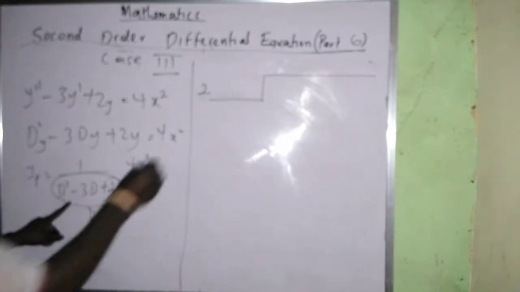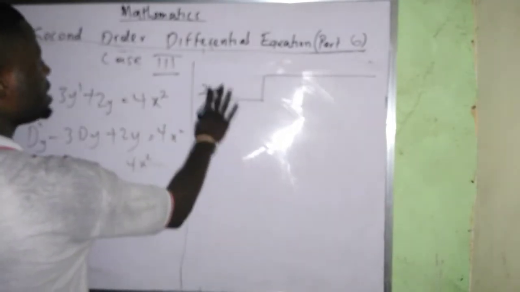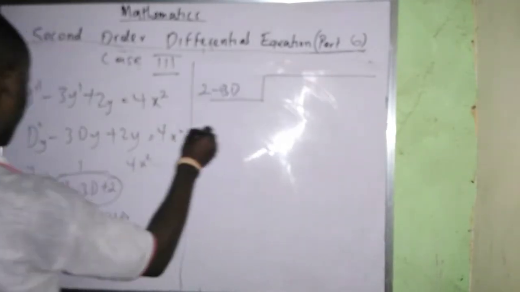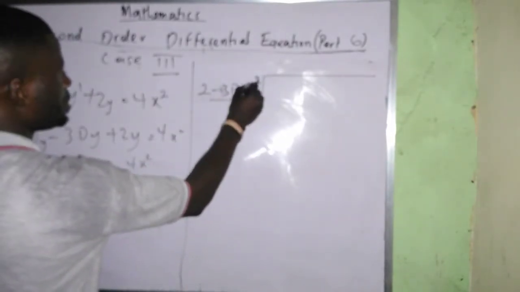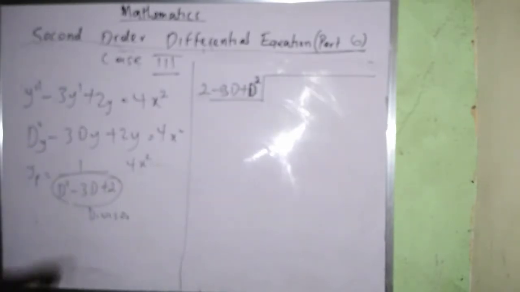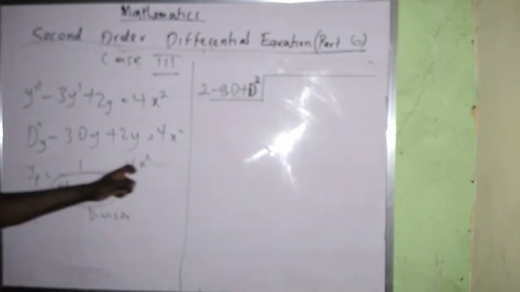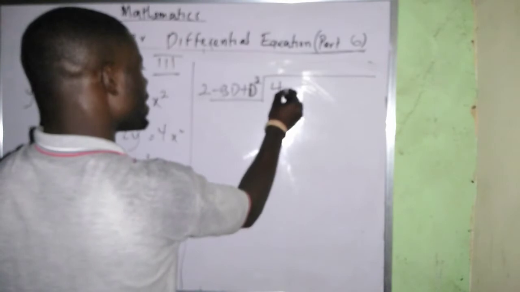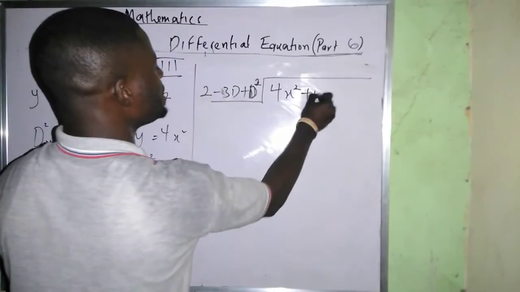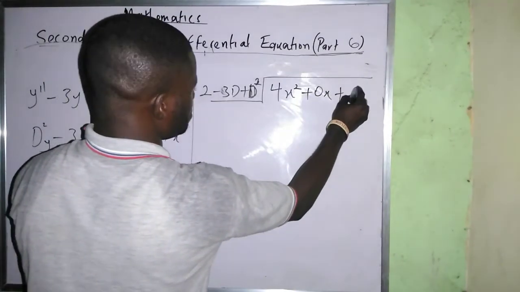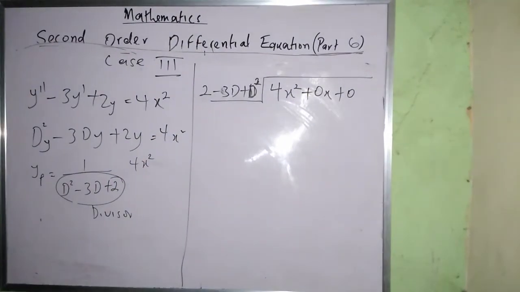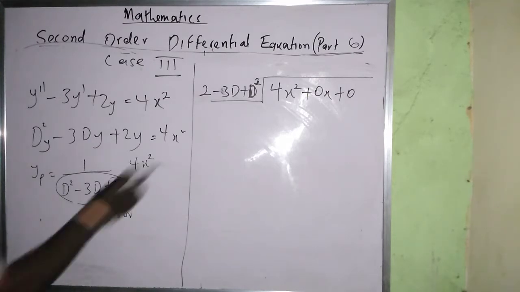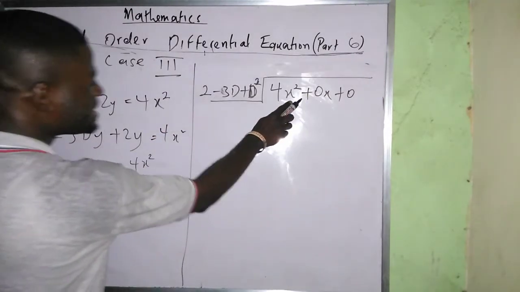My divisor will now be 2 minus 3D plus D squared. And my dividend is the polynomial, which is going to be 4x squared plus 0x plus 0. I just generate those things. How do I go? This divided by this.